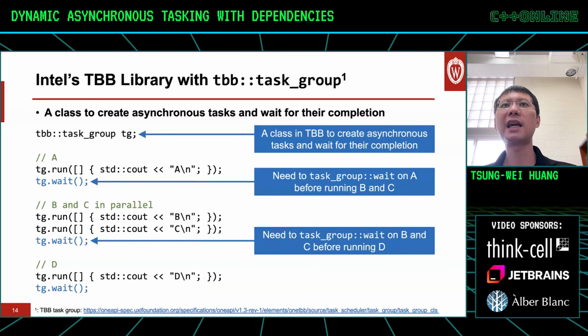This slide shows the same graph but implemented using the TBB library with task_group, which is a class to create asynchronous tasks and wait for their completion. First, we create a task group TG and use the run method to create 4 asynchronous tasks A, B, C, and D. Similarly, we need to wait on A before running B and C, and wait for B and C to finish before launching task D.